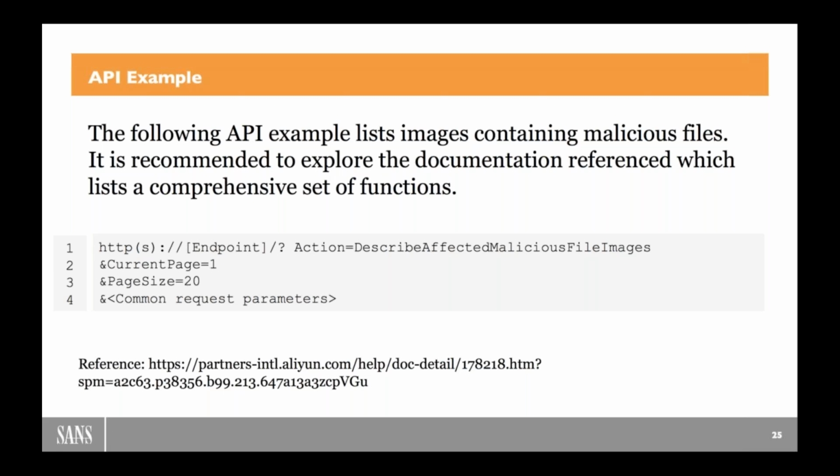This is a very brief example of an API command. A user could install the command and call it from the terminal prompt. The user would first need to download and install the Alibaba CLI software. Then from the terminal, you would type in the command aliyun, and add the necessary parameters as shown on the screen. In this example, you can use it to query any image that's been alerted as containing malicious files.